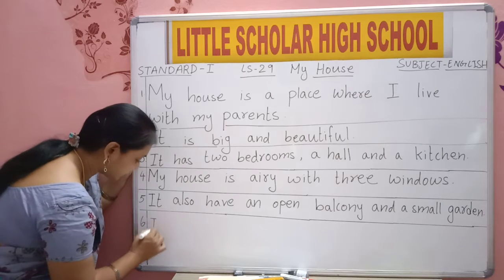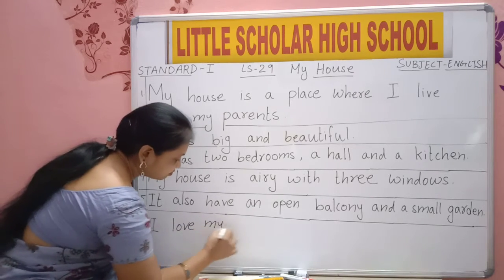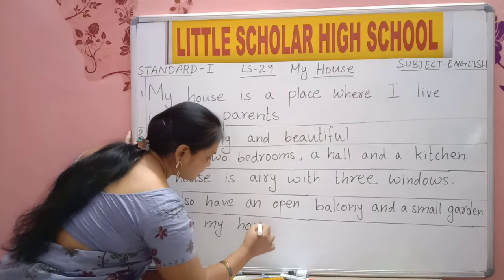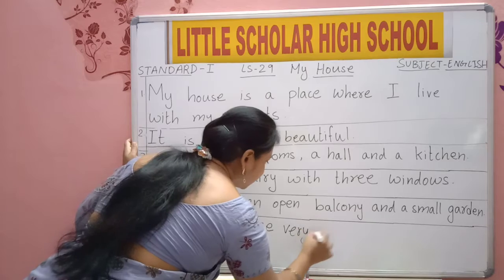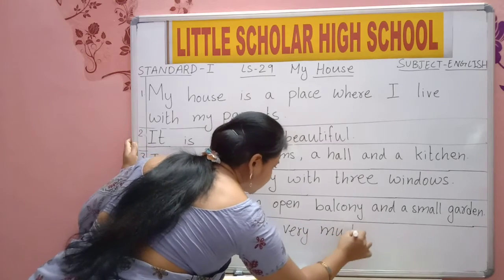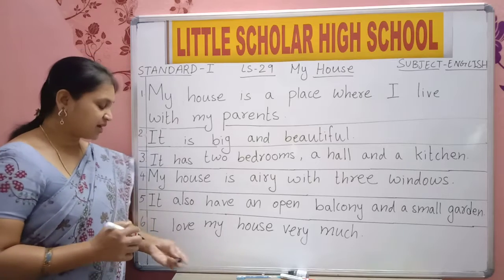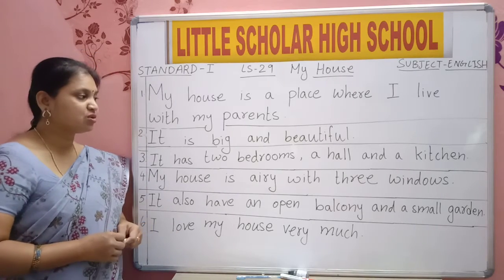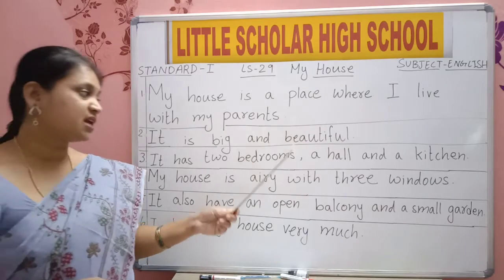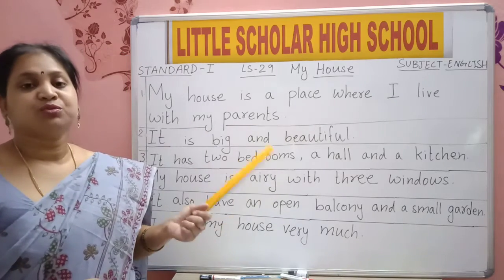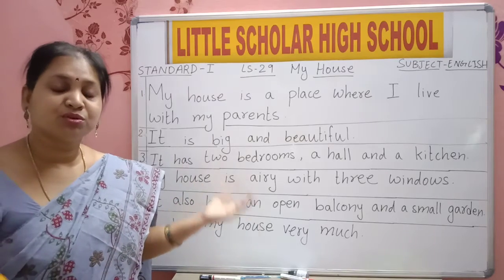Sixth one, right? I, L-O-V-E, love, M-Y, my, H-O-U-S-E, house, V-E-R-Y, very, M-U-C-H, much. I love my house very much. Come on, write these 6 sentences in your textbook. And you should copy this in your classwork also. You can copy the same thing in your classwork, or you can write your own sentences describing your house.